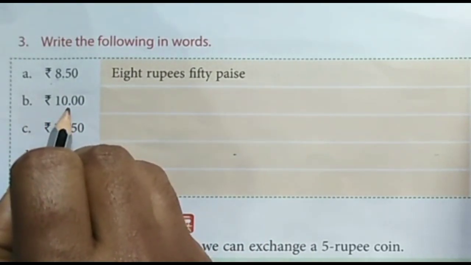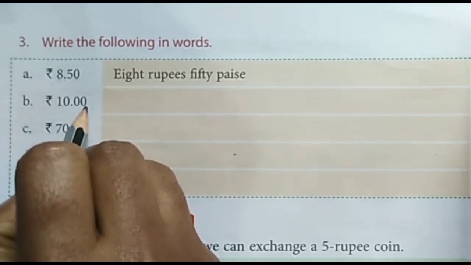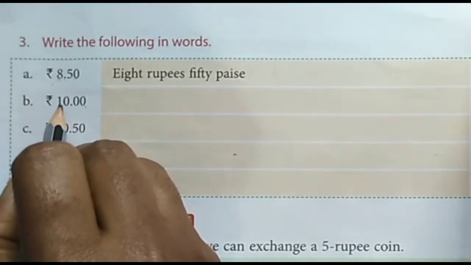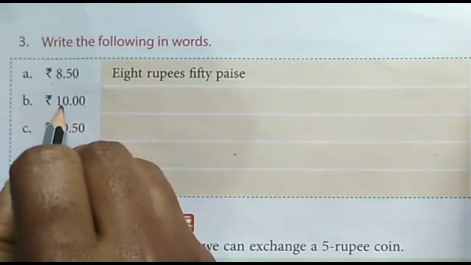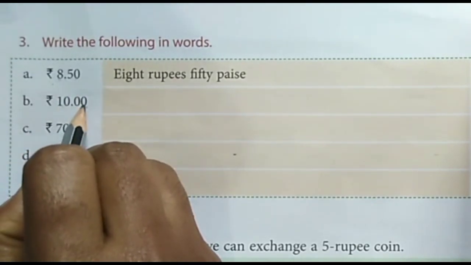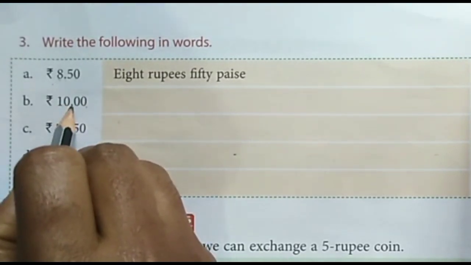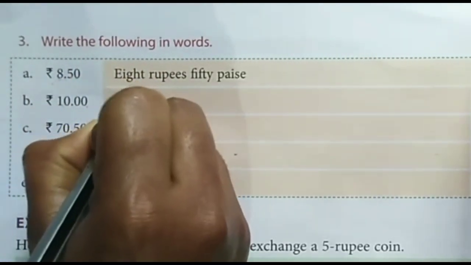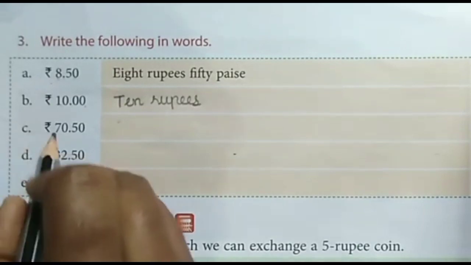Look at the next question. Here you can see on the left side of the dot the number 10 and on the right side of the dot there are no numbers. I told you the left side of the dot represents rupees and the right side of the dot represents paise. So here on the left side we have 10, so it represents 10 rupees. And on the right side of the dot there are no numbers, so it represents only rupees. So we can write this amount as 10 rupees. Write in words: TEN, 10 rupees. RUPEES. Look at the next amount.